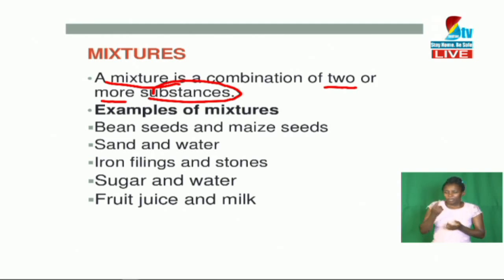Now let's look at examples of mixtures, learners at home. We can have a mixture of bean seeds and maize seeds. We can have another mixture of sand and water. We can have a mixture of iron filings and stones.